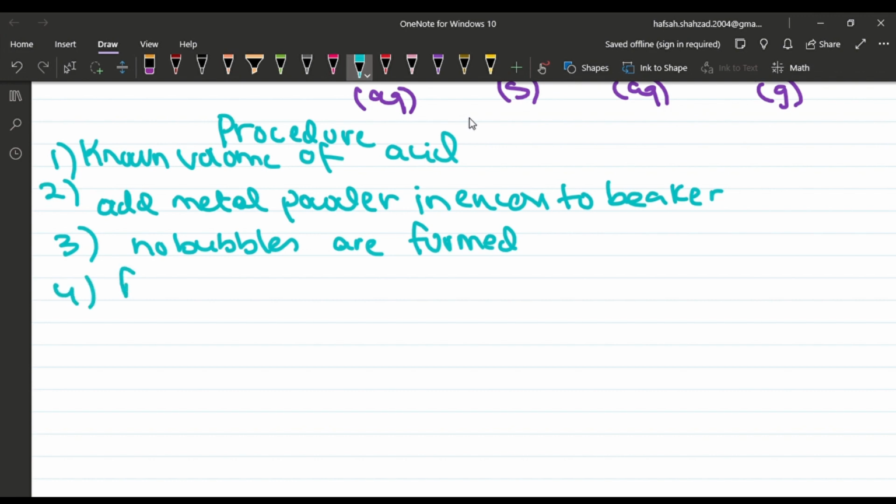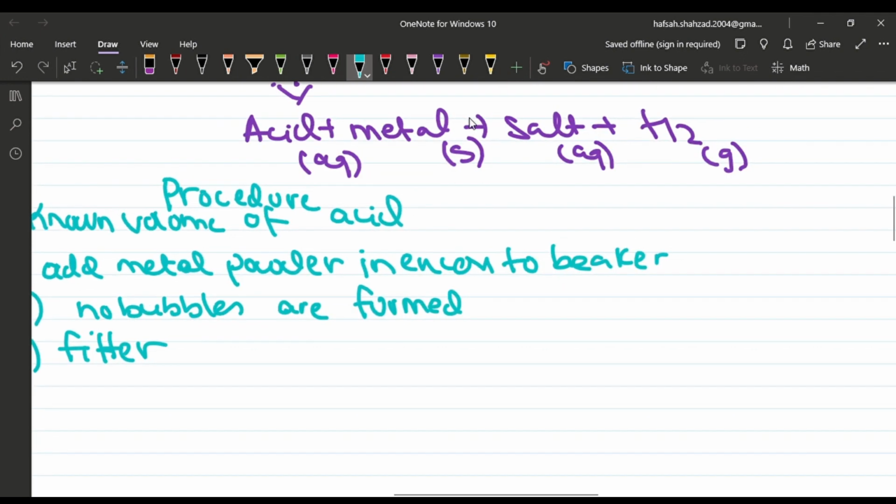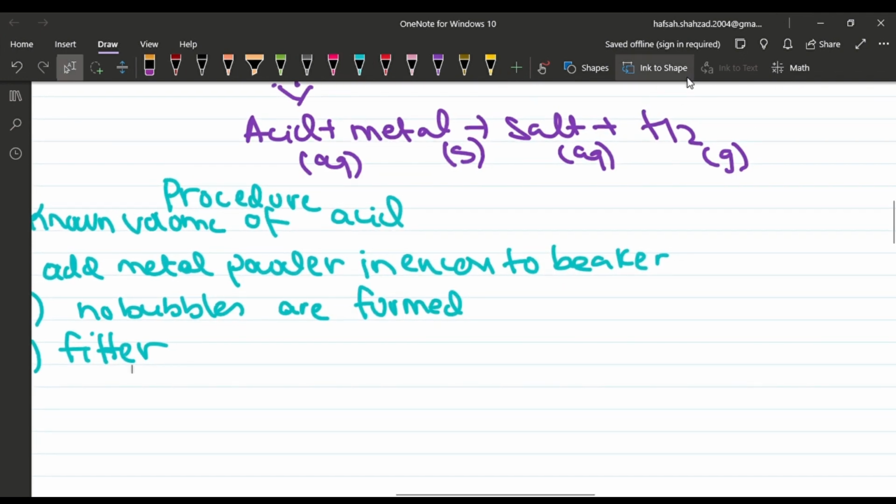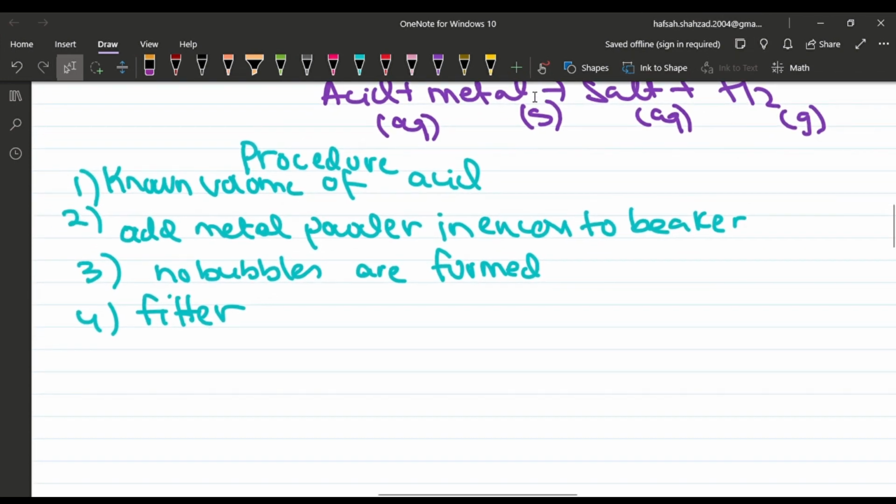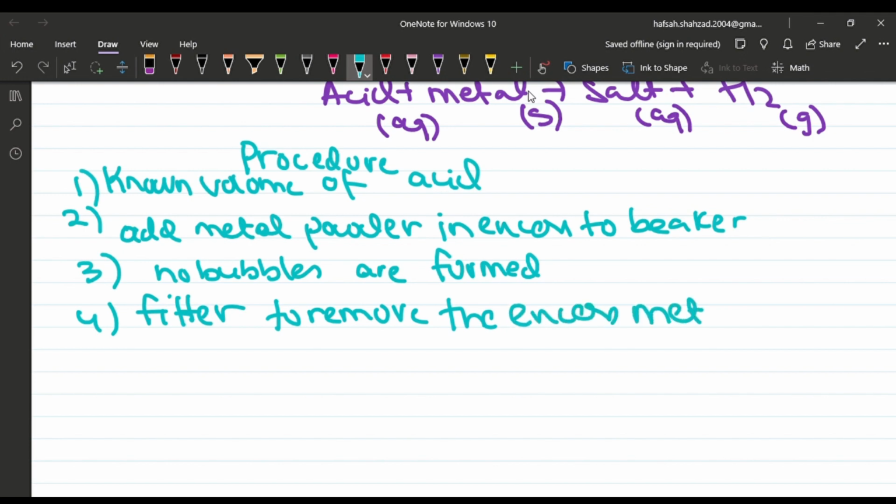Fourth step is filter. Now why are we filtering it? Because we do have a solid in our reaction in a beaker and we need to separate it first and foremost. So you filter to remove the excess metal, unreacted excess metal.